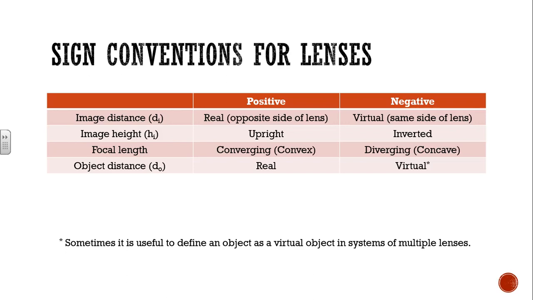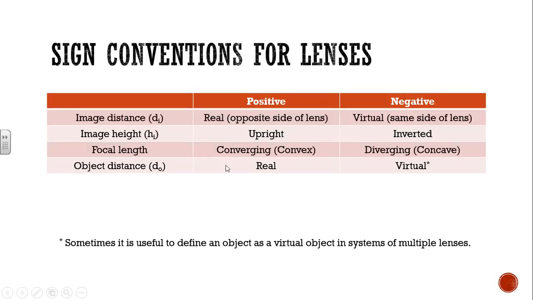Image height being positive is upright, negative is inverted. That's the same as a mirror. Focal length, positive is converging, negative is diverging. The only difference is that the converging lens is a convex lens, where the converging mirror was a concave mirror. The diverging lens is the concave lens. The diverging mirror was the convex mirror. So that's flipped around. Convex and concave is flipped.